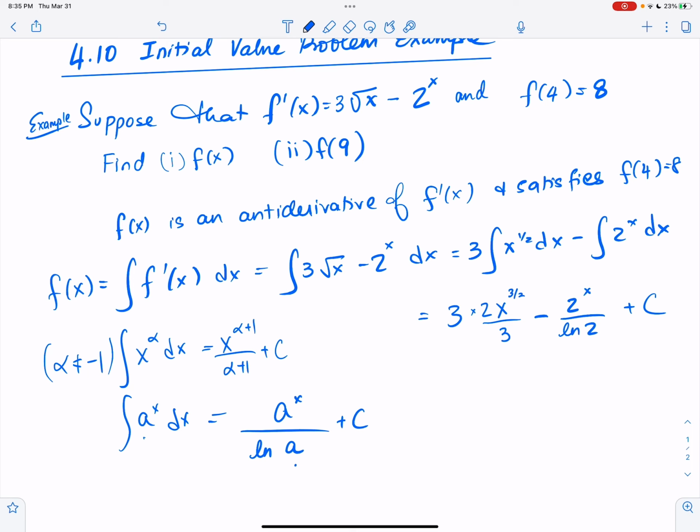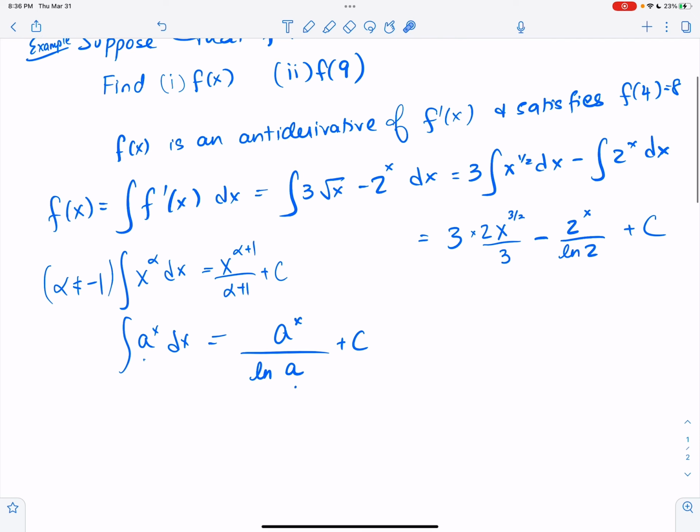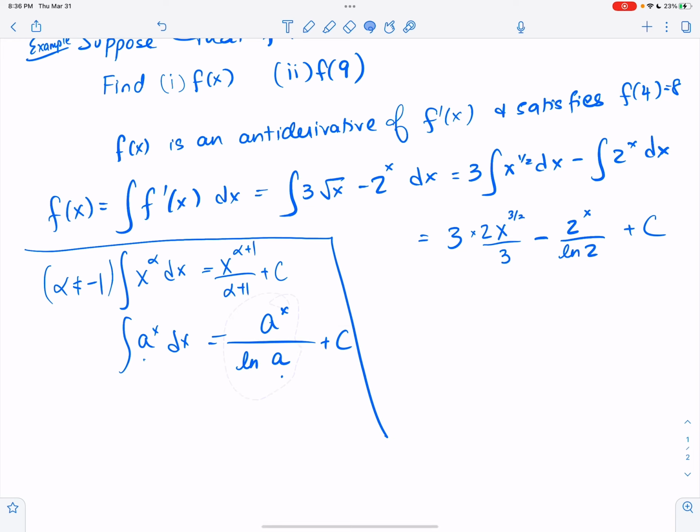It's some constant. No matter what constant you add to this, it'll still satisfy that f prime is this function given up here. But we're going to put a constant here and figure out what our constant needs to be to satisfy f of 4 is 8. Okay? So far, that's what we have. So you have f of x is this.